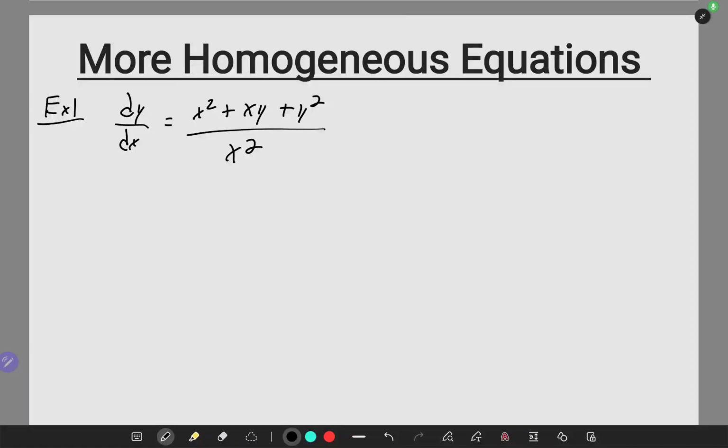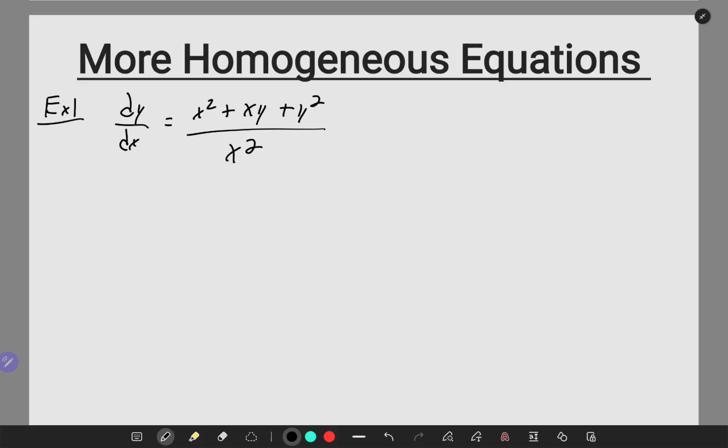Okay, so for this video I said I would look at more homogeneous equations because I only got through one example in the last video. So for this one, we have dy/dx is equal to (x squared plus xy plus y squared) over x squared.